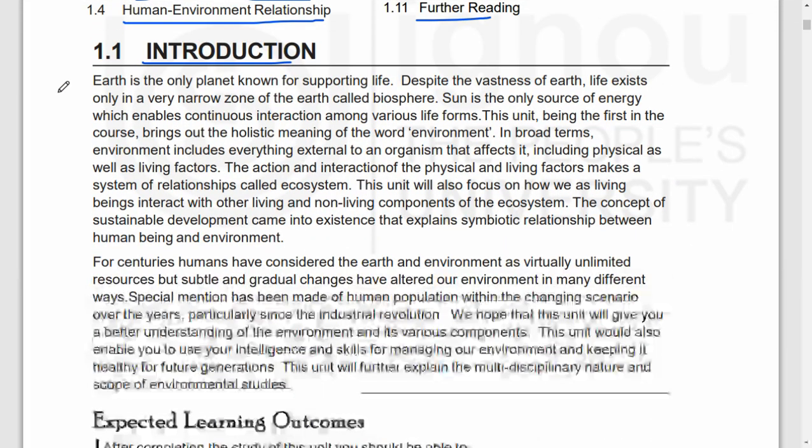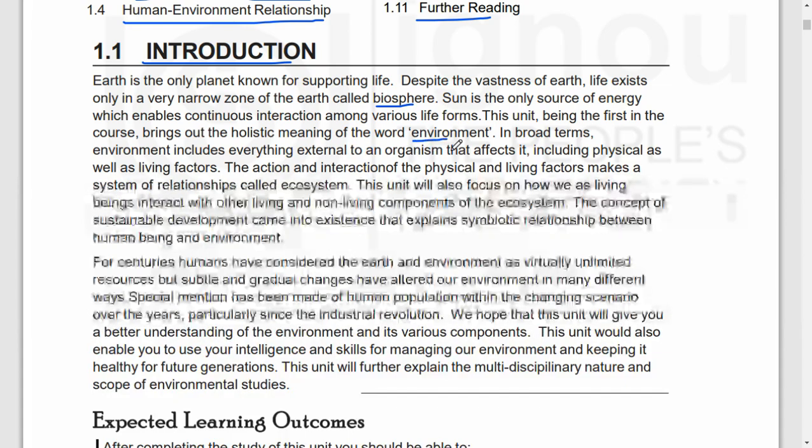Earth is the only planet known for supporting life. Despite the vastness of Earth, life exists only in a very narrow zone of the Earth called the biosphere. Sun is the only source of energy which enables continuous interaction among various life forms. This unit, being the first in the course, brings out the holistic meaning of the word environment.